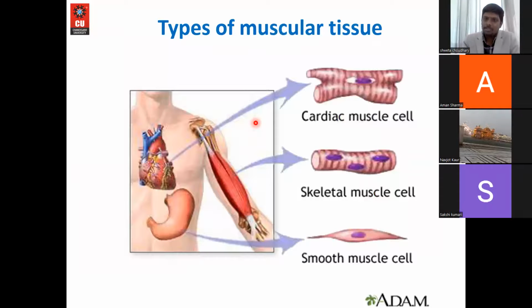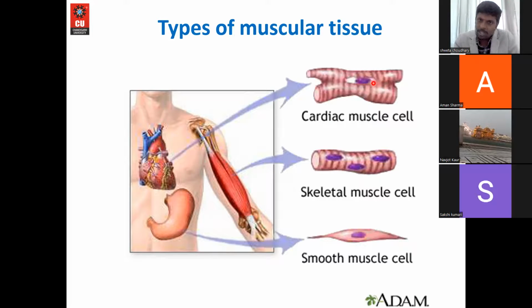Then we have muscular tissue. The three types of muscular tissue are cardiac muscles, skeletal muscles, and smooth muscles. Cardiac muscle is present in the heart, skeletal muscle in the skeletal system, and smooth muscle in the intestine and colon. The way we can differentiate smooth muscle and skeletal muscle is the presence or absence of striations. Striations are absent in smooth muscle, whereas cross striations are present in skeletal muscle. A cardiac muscle is a branched muscle. It has branches, and it also has something called intercalated discs.